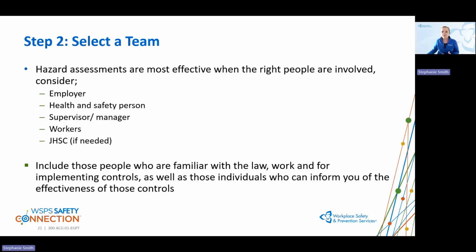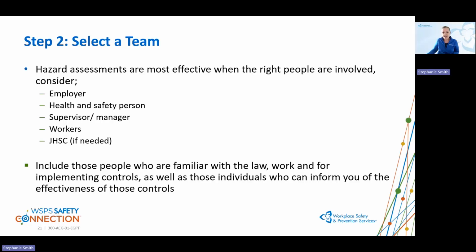So if we look, we want the employer involved. They're leading or ensuring that the assessments are done. They're providing the resources and controls to, one, get the assessments done, as well as make sure the hazards are controlled. And ultimately, if we're looking at the act, they are legally responsible to control hazards in the workplace. One way to control hazards is to identify what the hazards are, and hazard assessments help to do that.